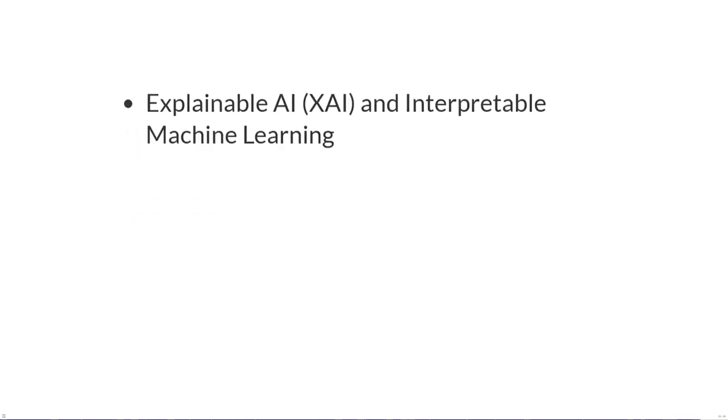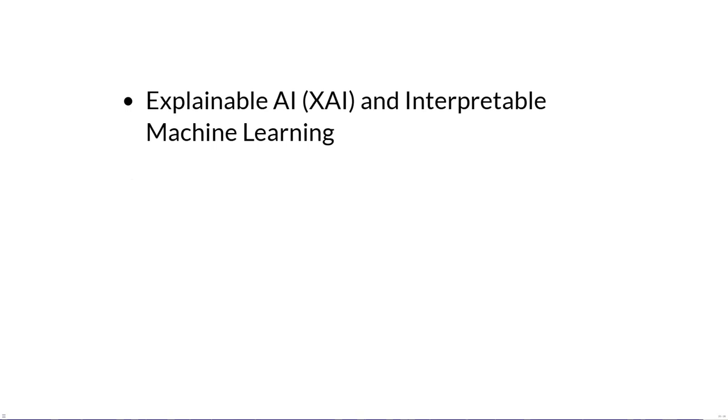Now let's look at some trends. First one is explainable AI and interpretable machine learning. Explainable AI is also known as XAI. XAI ensures AI models provide transparent, understandable, and trustworthy predictions. Interpretable machine learning focuses on explaining how models make predictions. This is crucial in medicine, finance, and law.